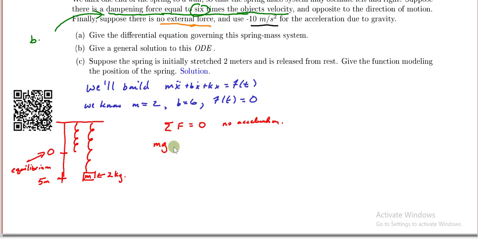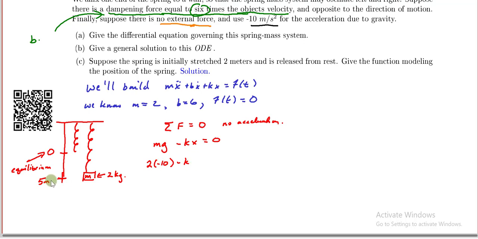So we've got mg minus kx has to equal 0. That's the sum of the 2 forces. Remember that the restorative force is always a negative kx. And that has to equal 0 in this case if this is just hanging here. Okay, so our mass was 2 kilograms. We were told to use minus 10 for our acceleration due to gravity. There's the minus k, and that's what we don't yet know.